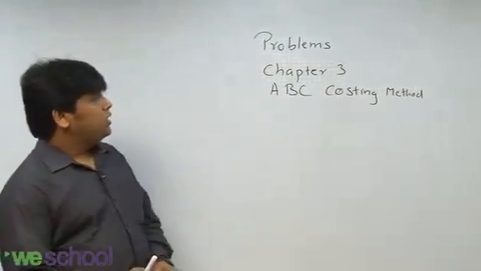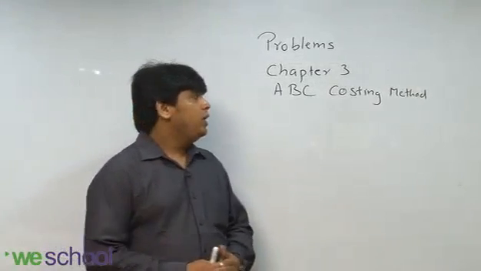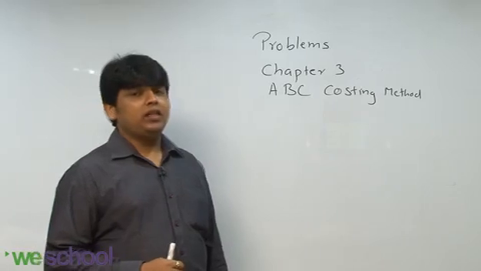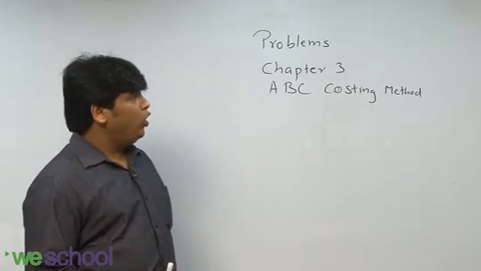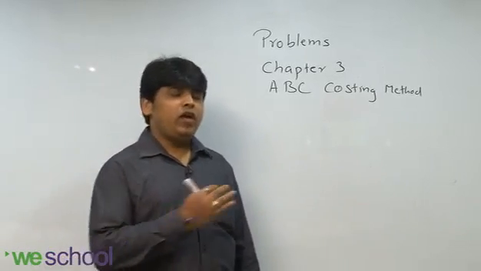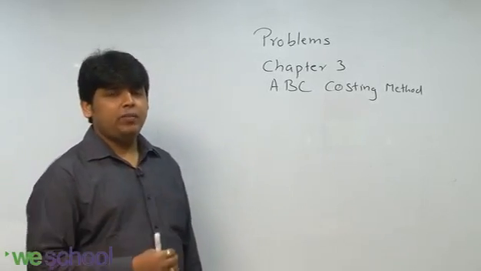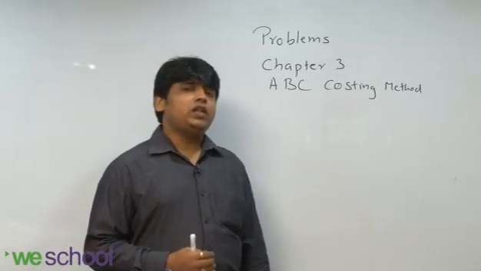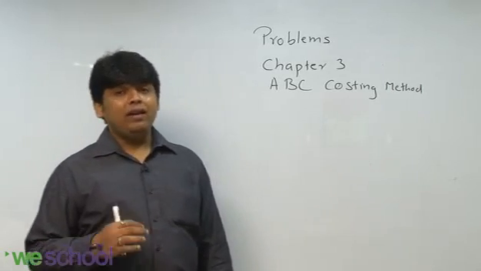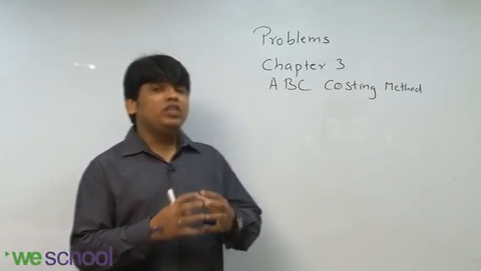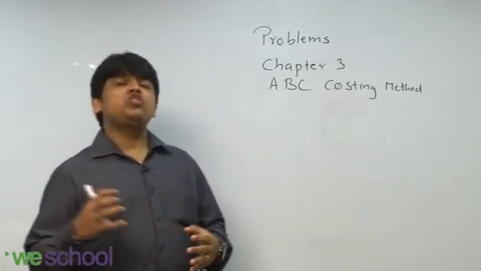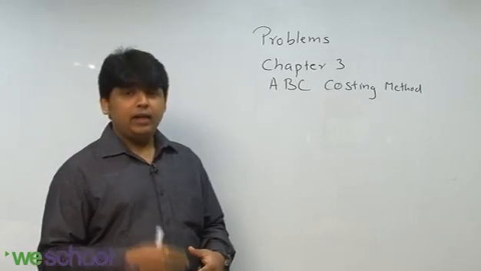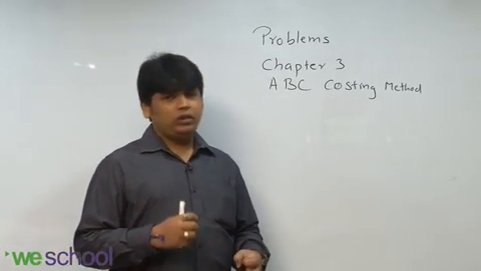Now let us solve some problems from ABC method costing, activity based method costing. As you all know, since you have gone through the videos of the first, second and third chapters, in the first chapter I explained how in the traditional costing method we used to distribute the expense, we used to charge the expense to various products of a company.